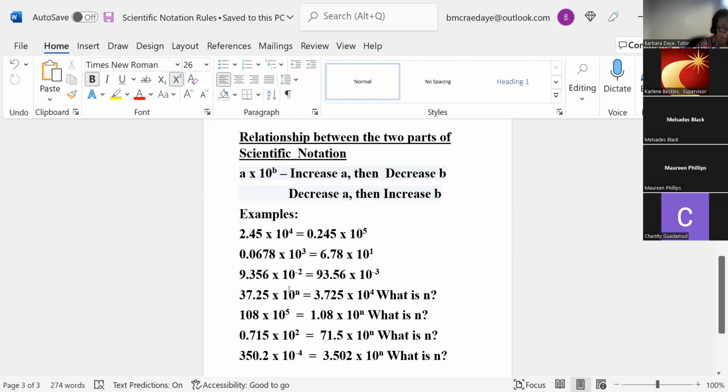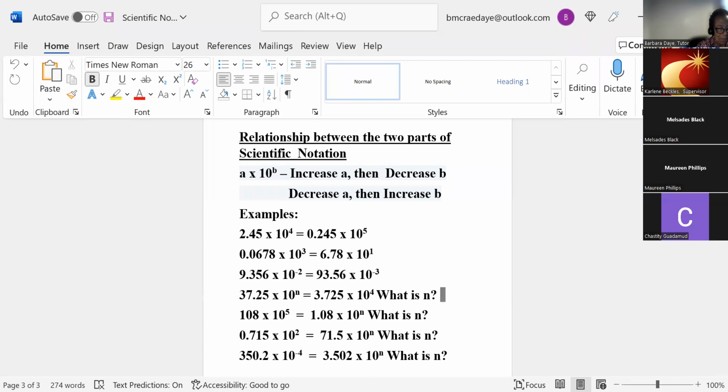Okay. Now, I want you to try these. 37.25 times 10 to the n, and we're making this 3.725 times 10 to the fourth. What is n? Mercedes. N is 3. And this one? 3. Is that okay? So you're doing a decrease, right? Yes. So if you're going from 37.25 times 10 to the 3 to the 4th, that's an increase.